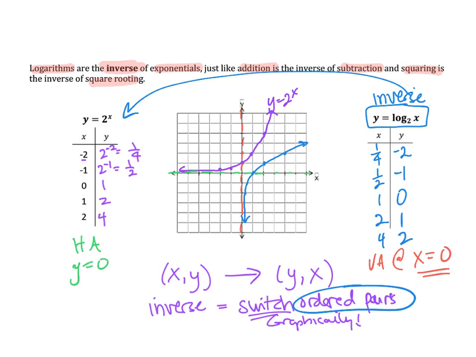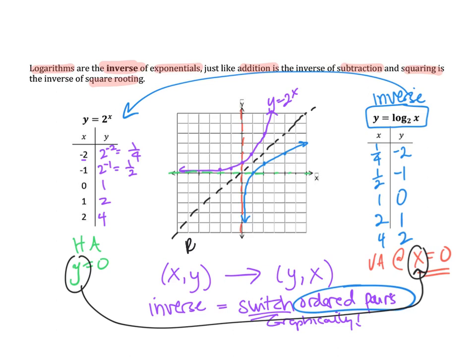So notice what happens here. My y's and my x's switch. What you might also recognize is that inverses here are the same as a reflection over the y equals x line. So I'm switching my x's and y's. If you were to fold your paper on top of this diagonal line y equals x, then the purple graph and the blue graph should lie right on top of each other, and they will overlap. So those are inverses.